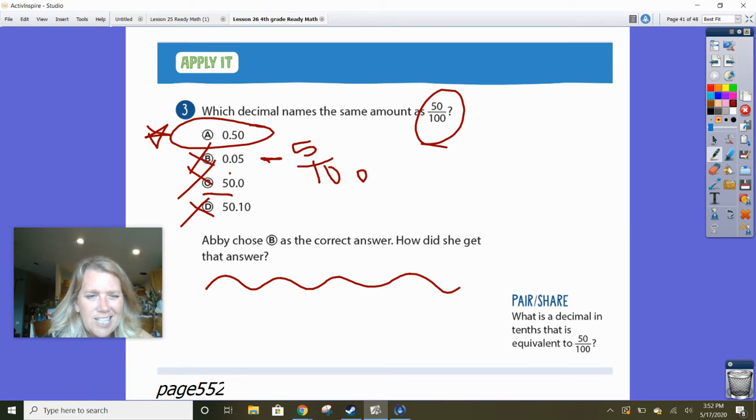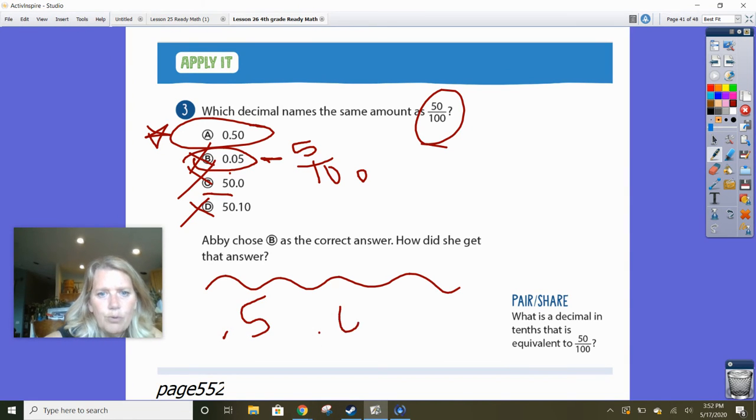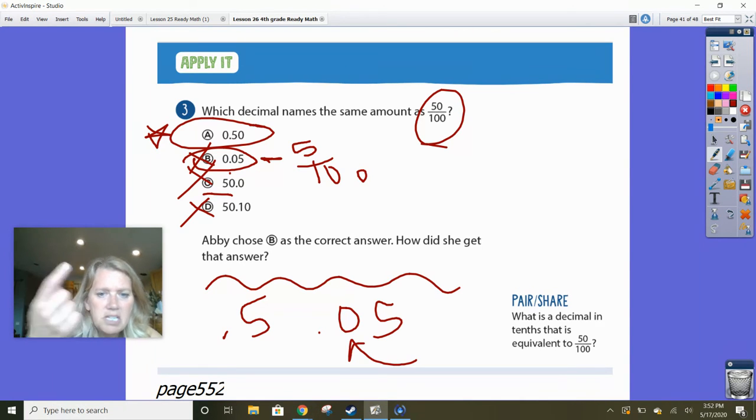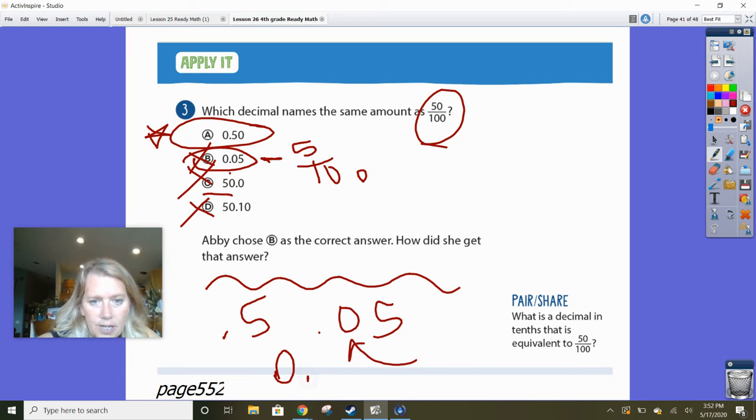What do you think? Why do people sometimes mess these up? 0.5 and 0.05. Yep, I agree. A lot of people think this 0 doesn't really mean anything. And it's true if the decimal was 0.5, then they're right. That 0 doesn't really mean anything. But this 0 here makes this even smaller.